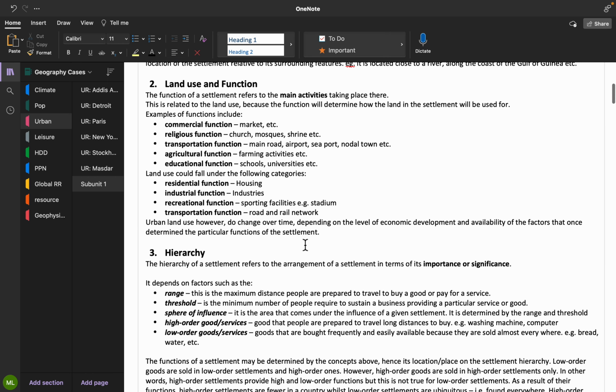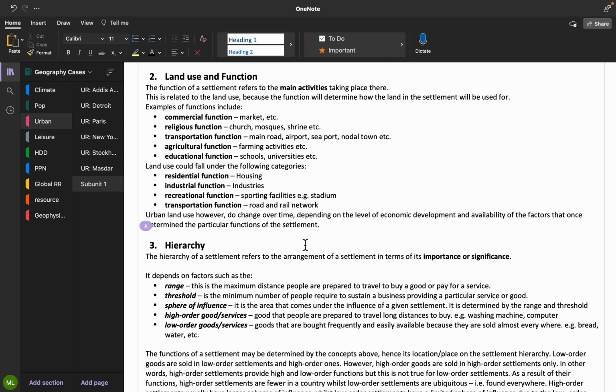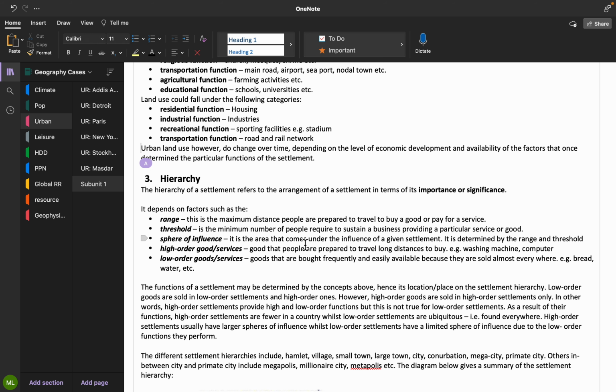So a hierarchy of a settlement refers to the arrangement of a settlement in terms of its importance or significance. So this is basically like class. The higher it is on the pyramid, the more important it is. The lower it is, the less important it is. So it depends on a range of factors.